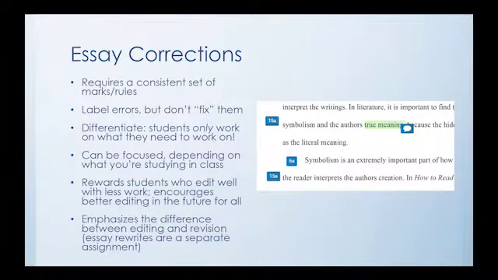So again, I'm labeling the errors, but I'm not fixing them for them. The other thing I like about this is that it's differentiated. I'll have a student who has one grammatical error in his whole paper. And you know what? That student only has to fix one grammatical error, because that student did a good job editing.